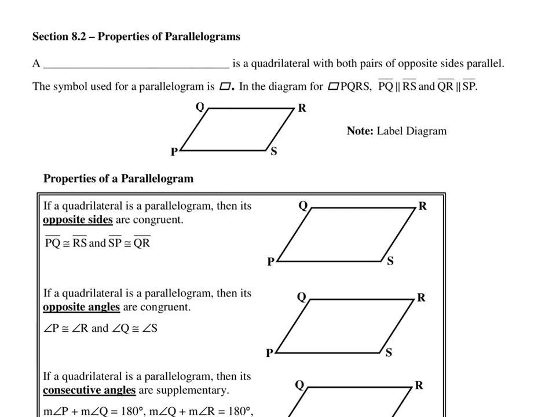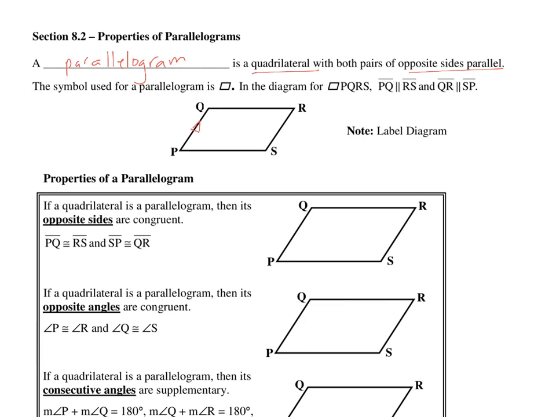Lesson 8.2, Properties of Parallelograms. Okay, so a parallelogram, all right, is a quadrilateral. What is a quadrilateral? It means it's a polygon with 4 sides, with both pairs of opposite sides parallel. All right, so that's what we have below here.